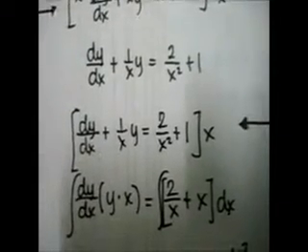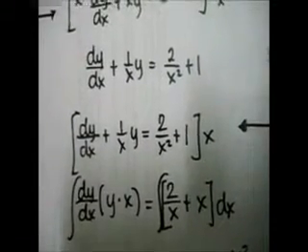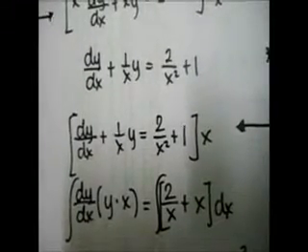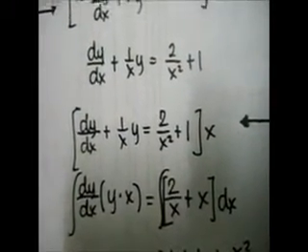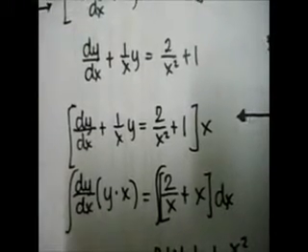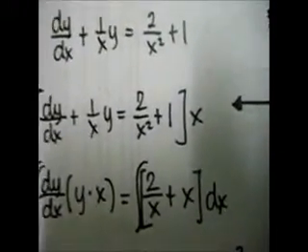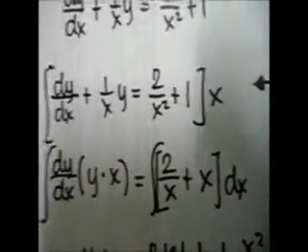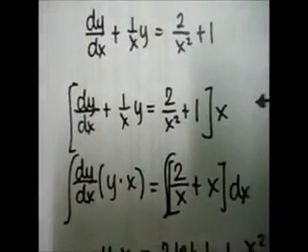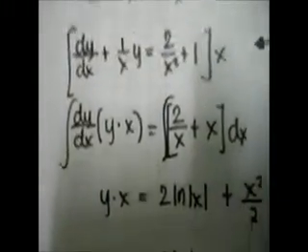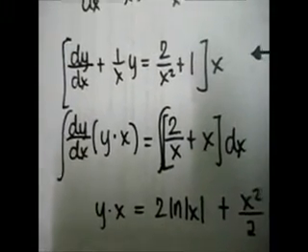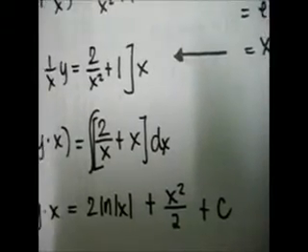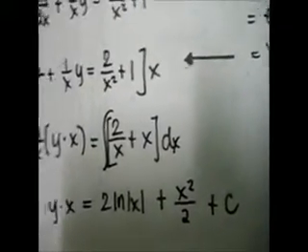So we already multiplied the 2 over x squared plus 1 times x. So we have this as the answer, 2 over x plus x. So we integrate both sides. We arrive at this, y times x is equal to 2 ln of x plus x squared over 2 plus c.